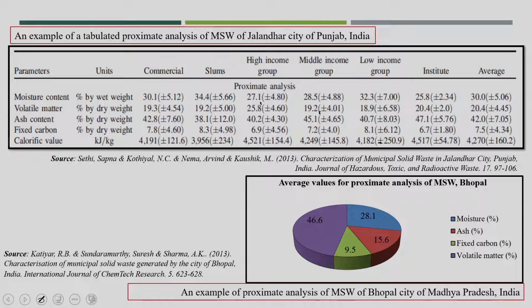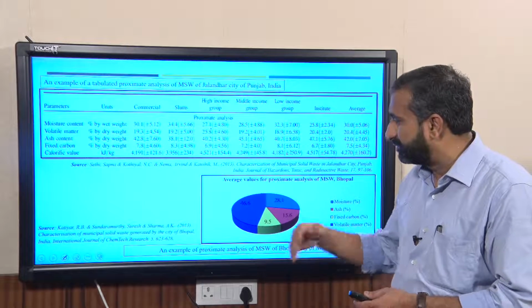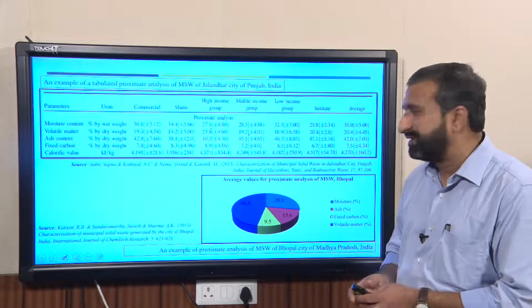This is another data set from Bhopal, where you will see the volatile solids are 46% and moisture content is 28%. Based on that, we can understand whether the waste is combustible or can go for a combustion facility.